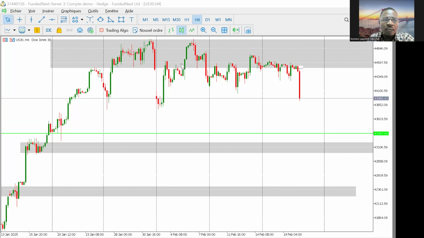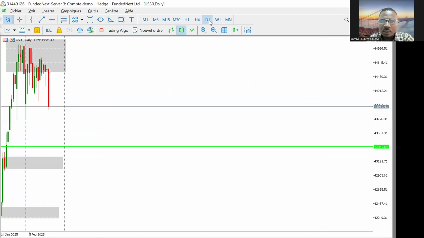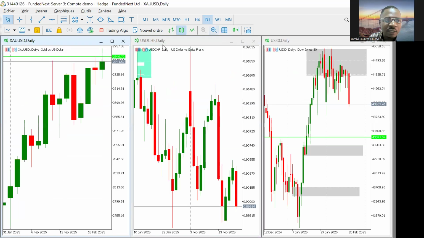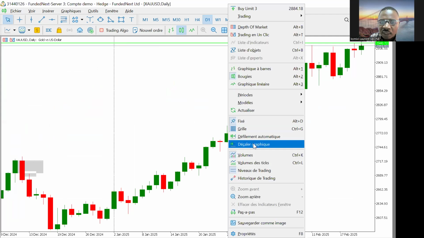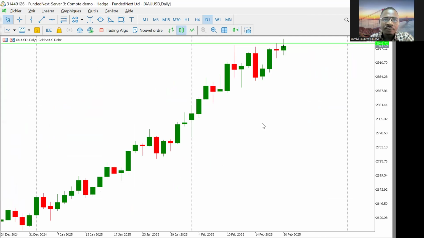Today, we're going to talk about the reversal patterns, the M and W patterns. What are the M and W patterns? We're going to see exactly what they are and how to trade them. This is very important. This is the market of gold.